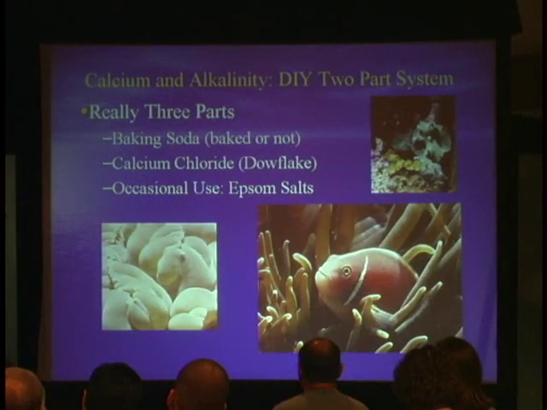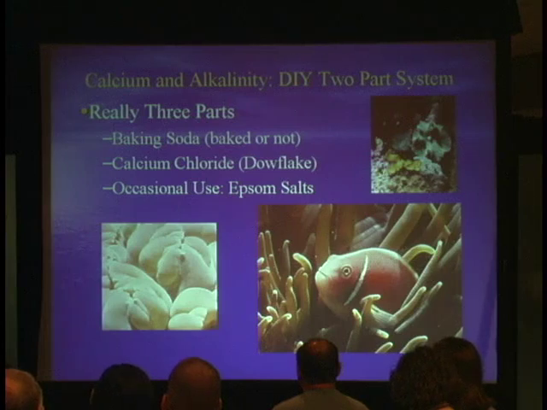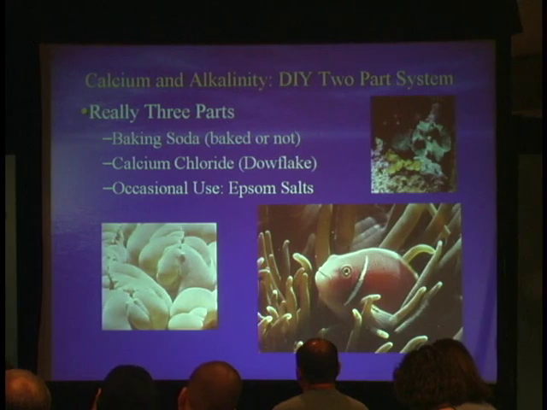Let me say a couple of words about my recipe for a do-it-yourself two-part system. It's really a three-part system, but I like to call it a two-part because that matches the commercial ones a little better. Part of it is baking soda, and if you want to bake it, you can. I'll describe in a minute what that does for you. The other part is calcium chloride, and I've suggested that folks can use Dow Flake, which is a thing you can buy from Home Depot. You can get a 50-pound bag for $11, at least around here. The folks that live in Florida and other places are not so lucky in that regard. But people use it for de-icing driveways and stuff, so it's a bonus of living in the frozen areas.